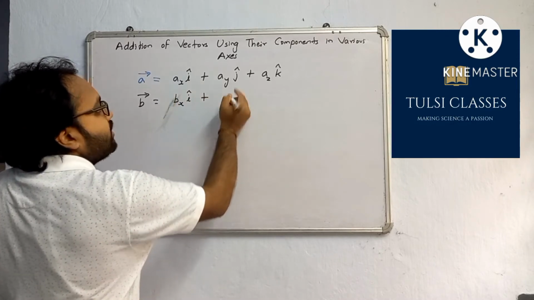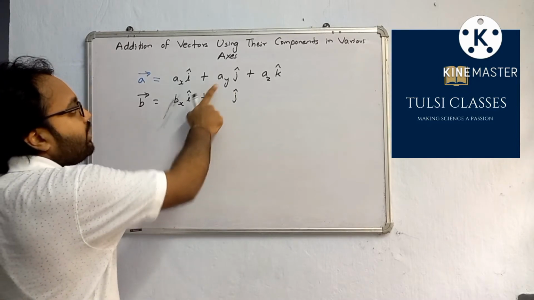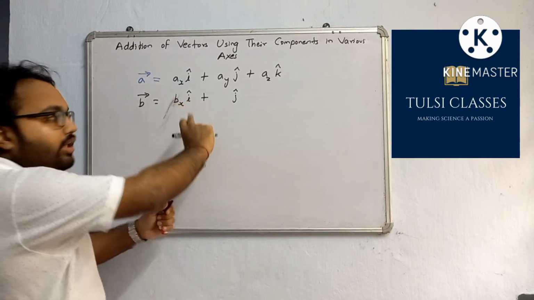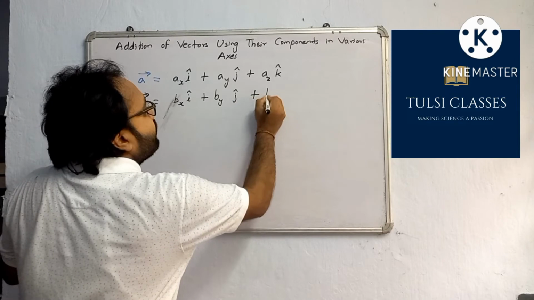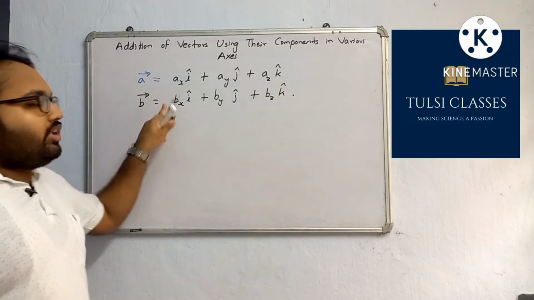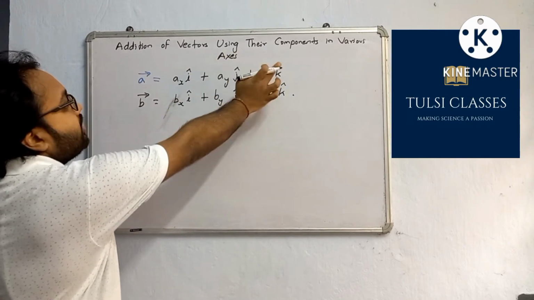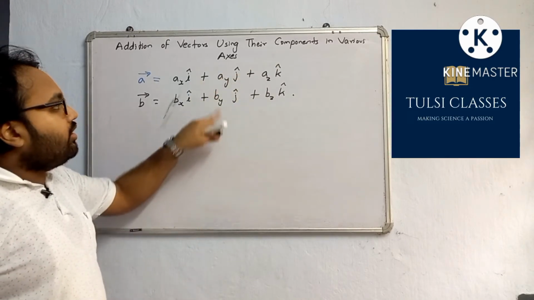Positive y direction, along the y direction, so the direction is given by j cap, and the magnitude of this B vector in the y direction after resolution will be written as BY j cap. In the same way, BZ k cap. So two vectors A and B are written in their component form, using their components in various axes. Now we have written this by breaking into components.